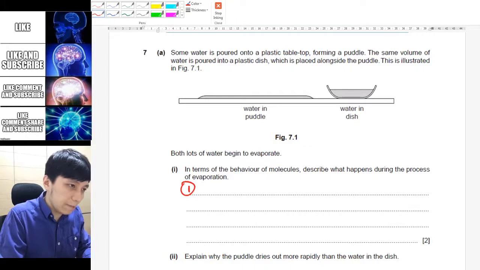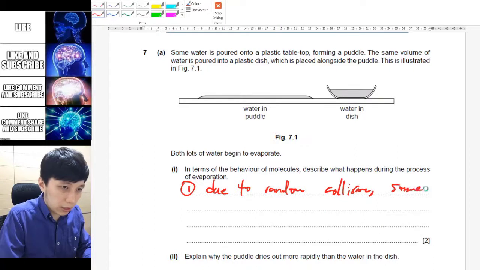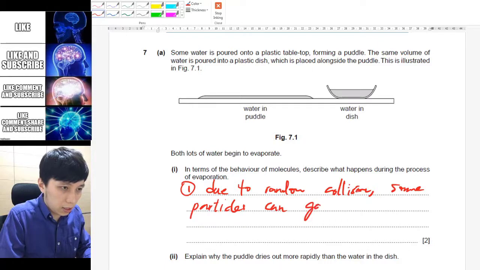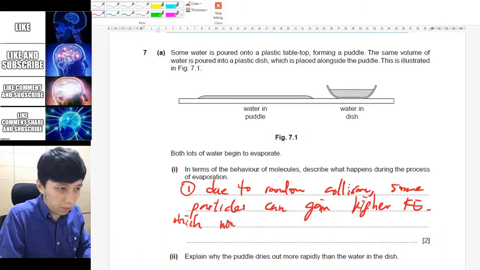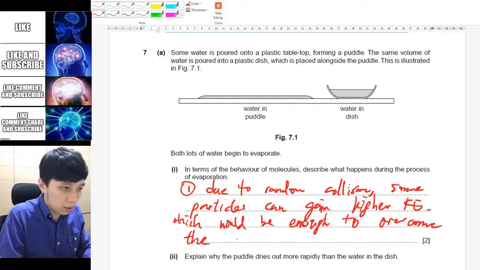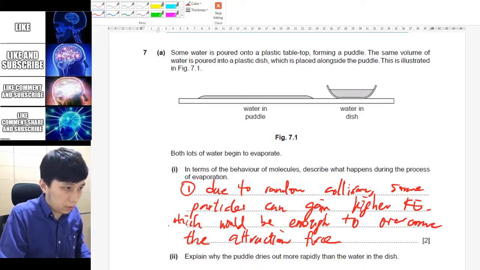So the first thing that you may want to say is, due to random collision, some particles or molecules can gain enough KE, or I should say higher KE, okay, and which would be enough to overcome the attraction force. So this should be the second point.